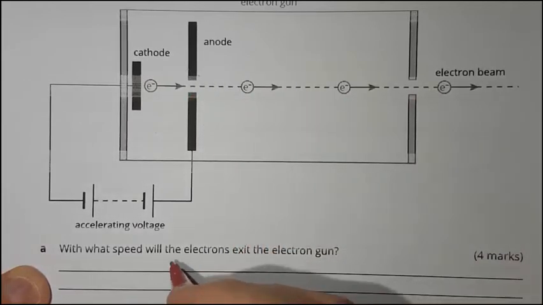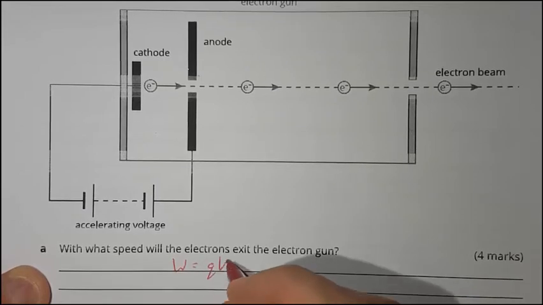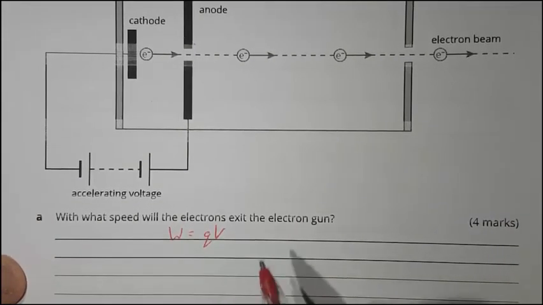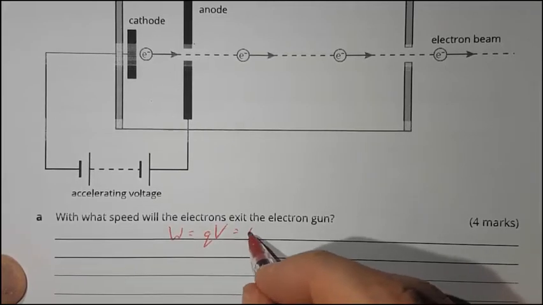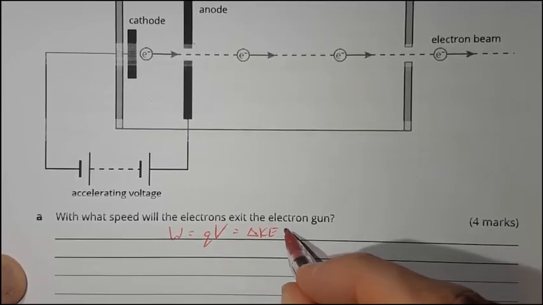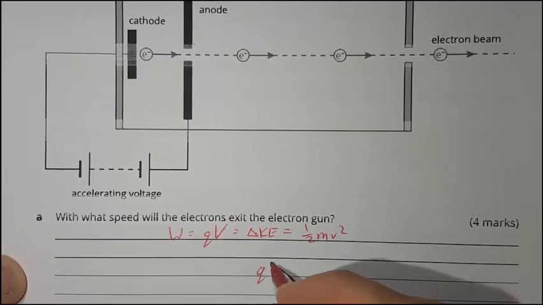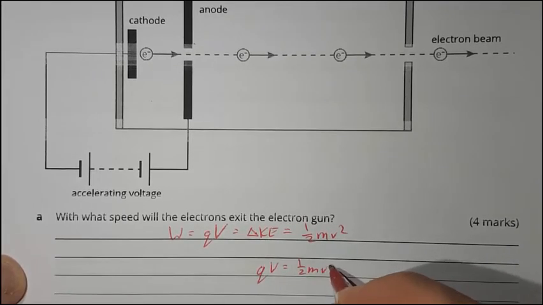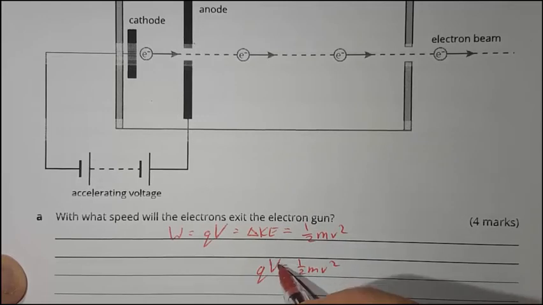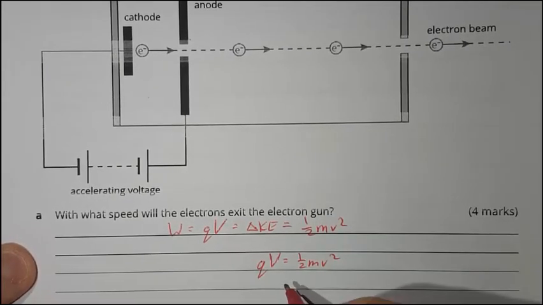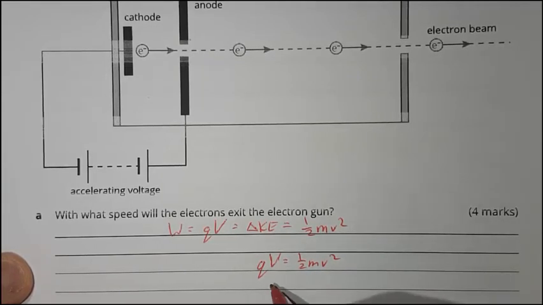If that's the case, you need to look at the work done on one of those charges as work equals qV. That work done is going to be equivalent to a change in kinetic energy, which is your half mv squared. So once you've got that out, you end up with qV equal to a half mv squared. It's asking you what v is, so that simplifies down to v squared equal to qV over a half m, or you could just have 2qV over m.